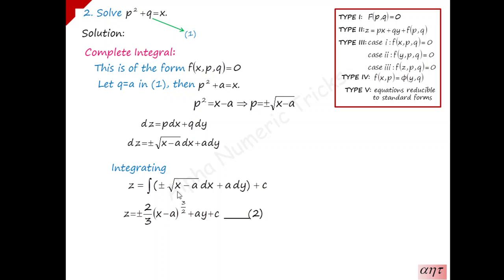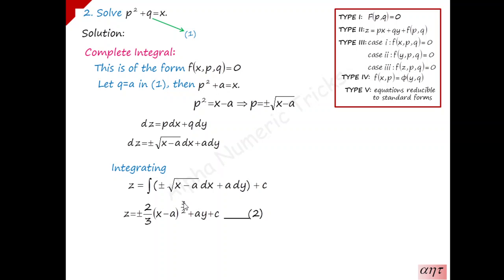That is the root x differentiation, integration. So here is the same way, we have to use integration of root of x minus a is 2 by 3 into x minus a whole power 3 by 2. Okay, that is using the formula x power n plus 1 by n plus 1. The power n here is half. X minus a whole power half, we have to write it half plus 1 by half plus 1.